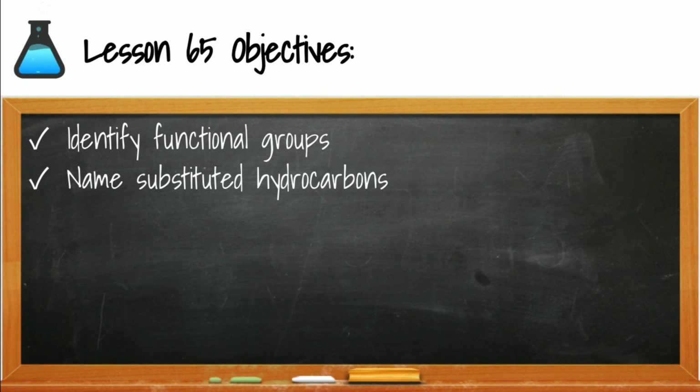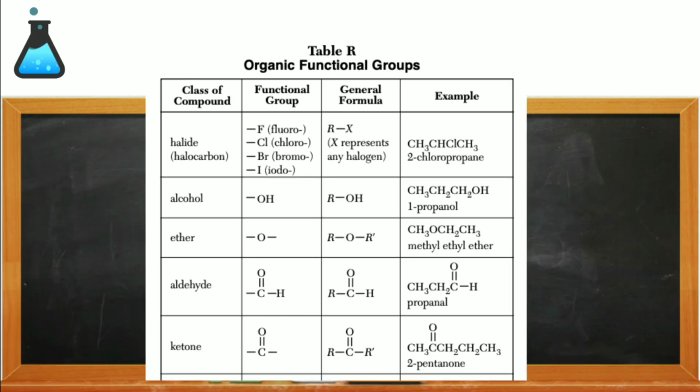In this lesson, we are going to learn to identify functional groups and name substituted hydrocarbons. That means these hydrocarbons will have different elements in addition to carbon and hydrogen. Now, the most important part of this lesson is that this should not be an exercise in memorization, but instead, we are going to use our reference table to find patterns.